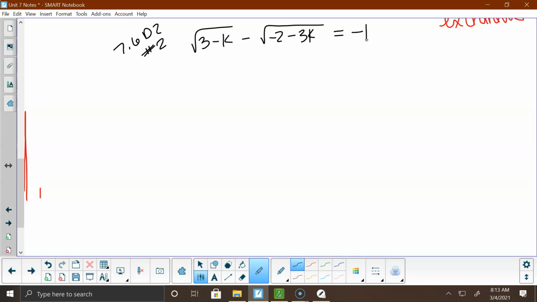Now, these look absolutely hideous, and that's because they kind of are. We are still going to start off by squaring both sides. We want both of the radicals on the same side, but we're still going to do that. So I'm going to take this entire thing and square it, and then I'm going to take that and square it.